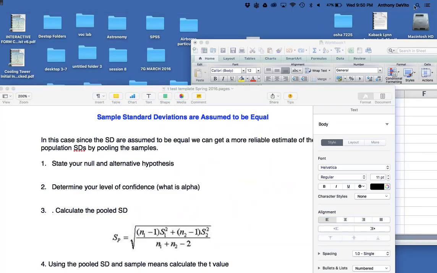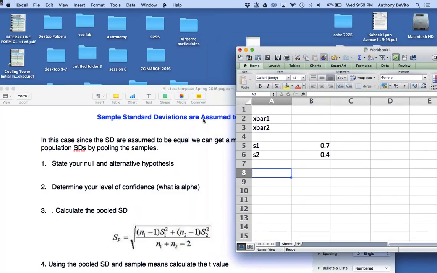Let me get the full screen over here so I can work on this. So our pooled standard deviation, what are the things we're going to have to determine here? First, n1 minus 1. Well, n is 45, so that's going to be 44, right? That's equal to 44 times S1 squared. S1 is 0.7, and squared is 0.7 times itself. So this first value is 44 times 0.7 squared.